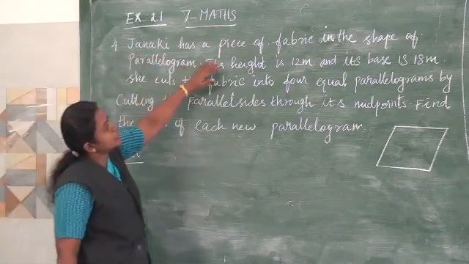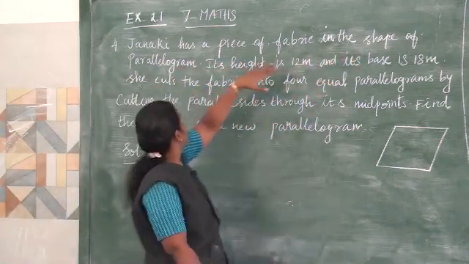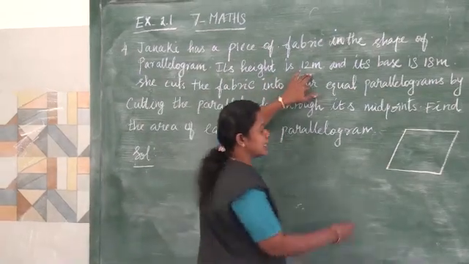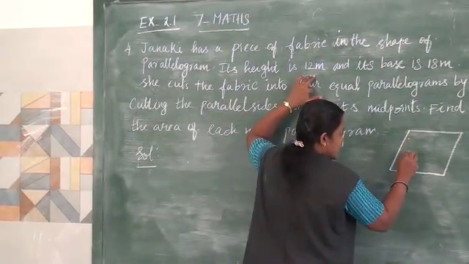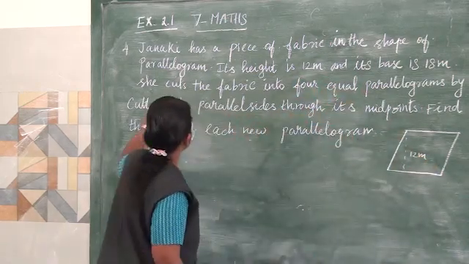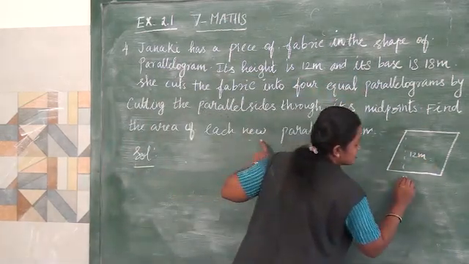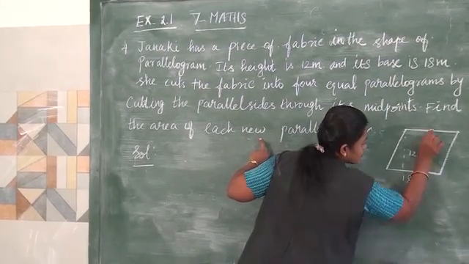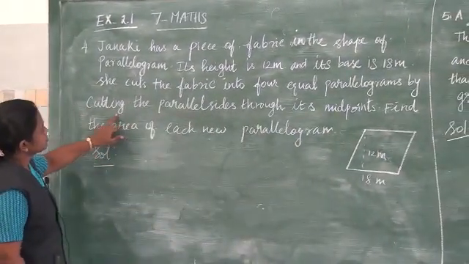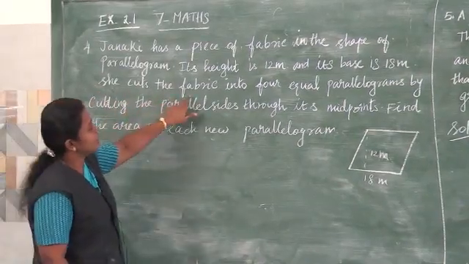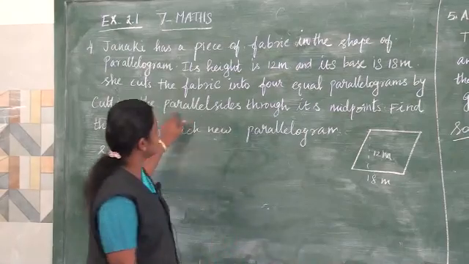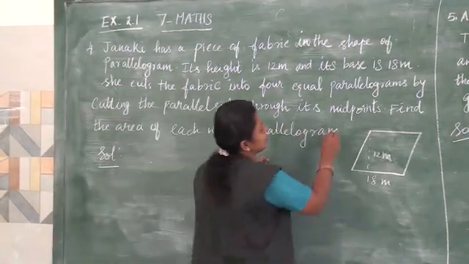Janagi has a piece of fabric in the shape of a parallelogram. Its height is 12 meter. What height is given to us? 12 meter. And its base is 18 meter. She cuts the fabric into 4 equal parallelograms by cutting parallel lines through its midpoint.